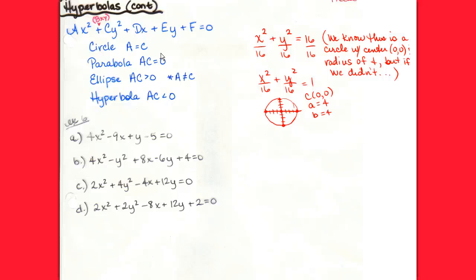So look at the first one down here. For this first one, we have 4x squared minus 9x plus y minus 5 is equal to 0. So what's A? 4. What is C? 0, because I don't have a y squared term, right? So if there is no y squared, then C is 0. So if I multiply A times C, I get 0, right? And if I get 0, what does that mean? This is a parabola. Now, you might have recognized that from the very beginning when you didn't have an x squared and a y squared.